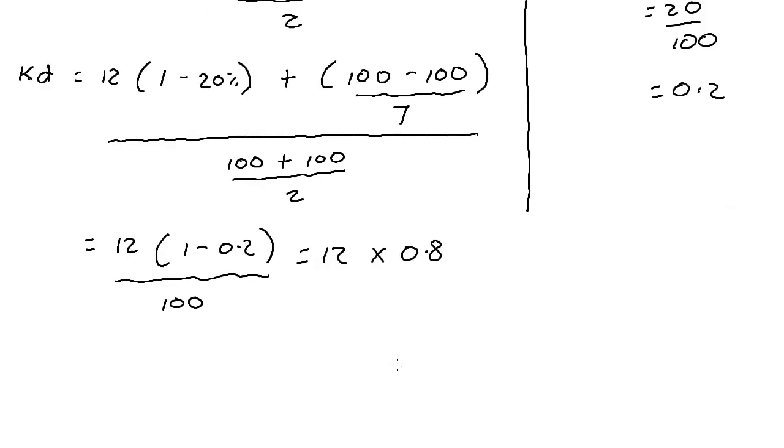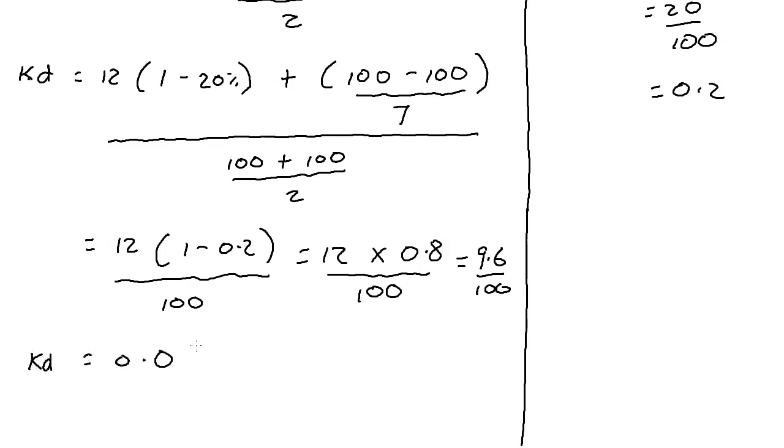Do keep in mind this whole thing is still being divided by 100. So we are going to end up with 9.6 upon 100 and therefore KD is equal to 0.096. This is in decimal. If we multiply it into 100, we get KD is equal to 9.6%. Either answer is fine. Write both so that the examiner is happy no matter what.